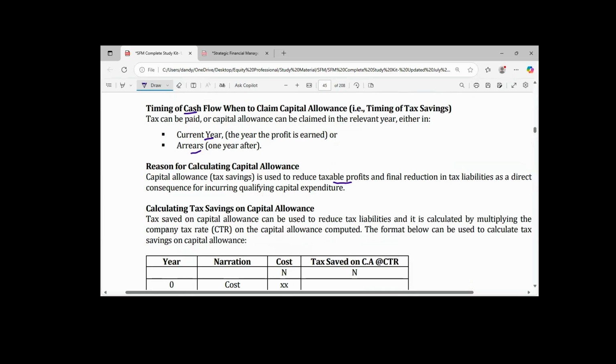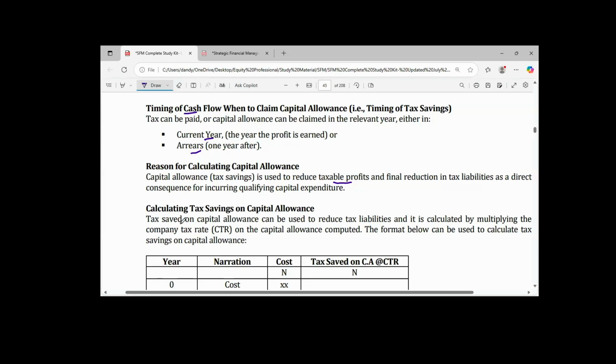So once a company incurs qualifying capital expenditure, the company is expected to claim capital allowance. The capital allowance will be claimed in order to reduce your tax liability, because once you deduct your capital allowance from your profits, that will reduce your taxable profit as well. So that is for that.